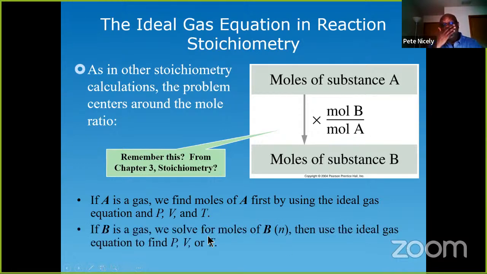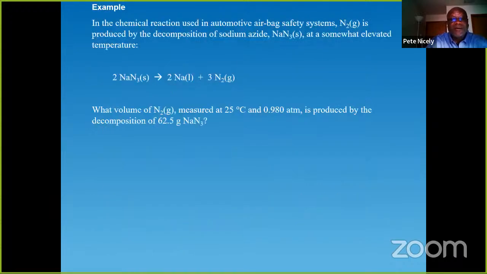And then depending on what the question is asking, the question could be asking you to find the pressure or the volume or the temperature of substance B, which means that you have to use the ideal gas equation applied to substance B, all right? So that's basically what is involved in a typical gas stoichiometry problem. So here is an example.